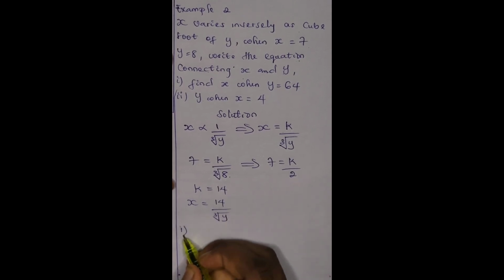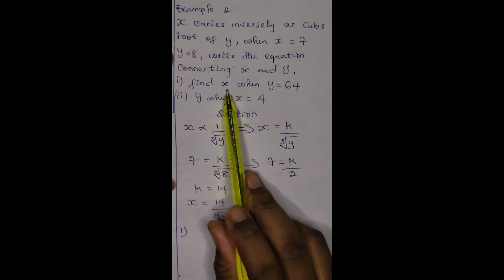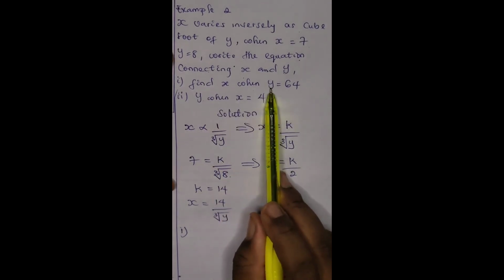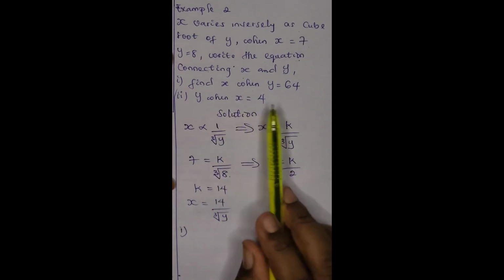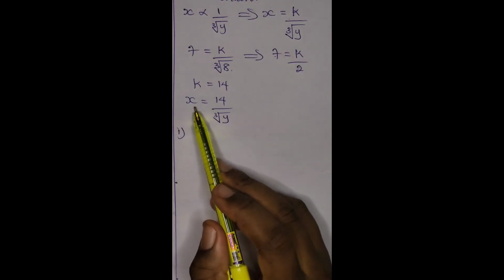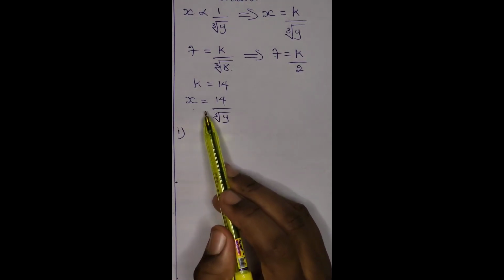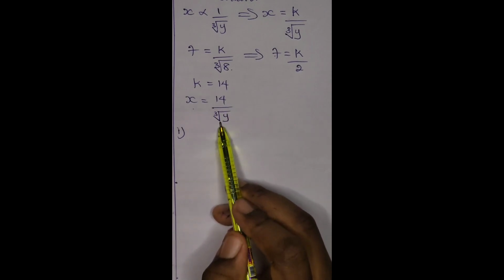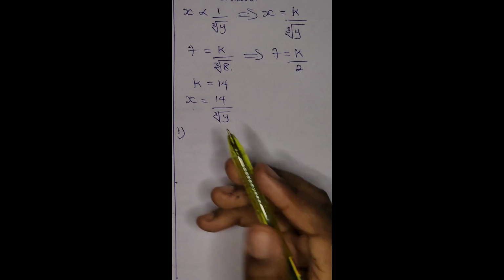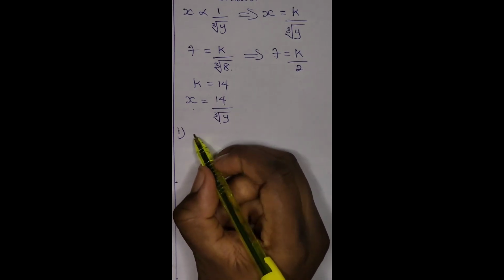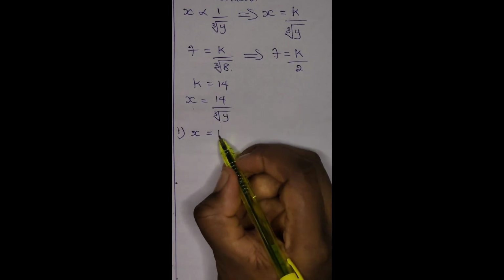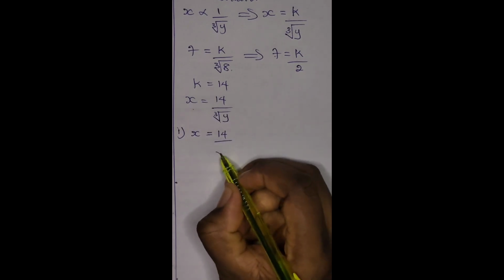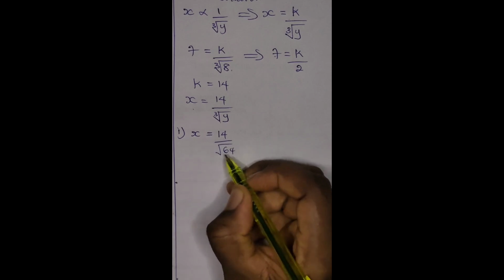So we'll start the first question. We are asked to find the value of x when y is equal to 64. So x equal to 14 over the cube root of y. Find x when y is 64. It means we have 14 over the cube root of 64.